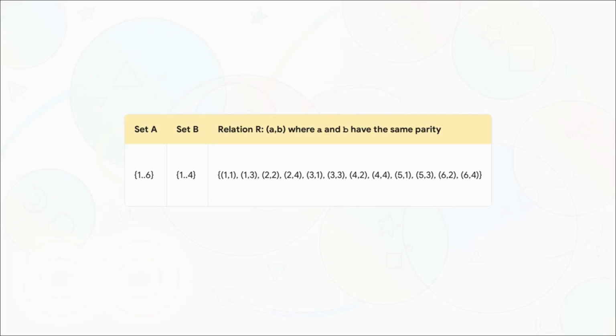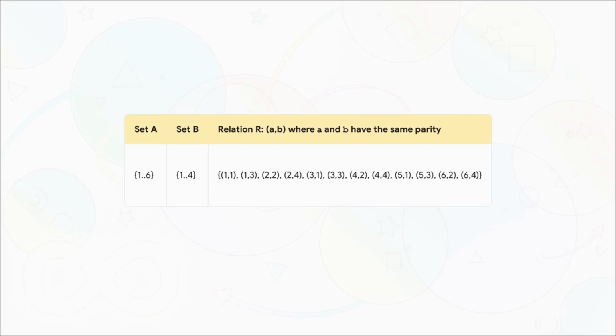So our rule is same parity. That just means both numbers have to be even or both have to be odd. Let's start with the number 1 from set A. It's odd. So we look at set B and find the odd numbers, 1 and 3. That gives us our first two pairs, (1, 1) and (1, 3). Next, let's take 2 from set A. It's even. In set B, 2 and 4 are even, so we get the pairs (2, 2) and (2, 4).